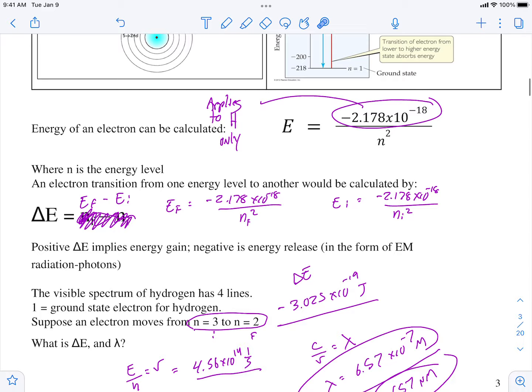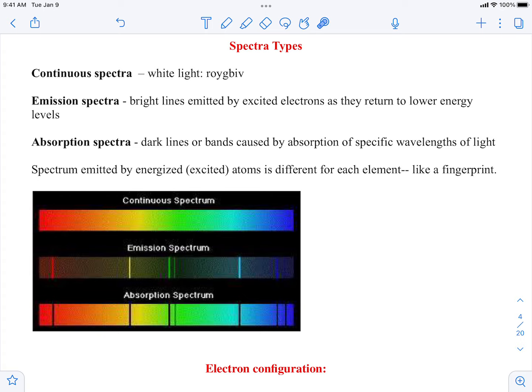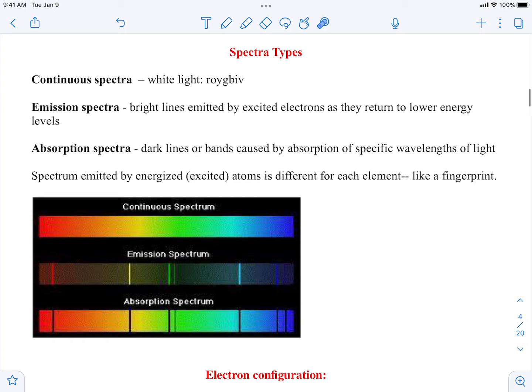Okay. So in our lab tomorrow, we are going to observe different spectra types. And I alluded to these, but I want to specifically point them out and define them. Continuous spectra, you don't need any tools to observe. It's just what's above you. You're hit with continuous spectra every time the sun goes up, every time you turn on a light bulb. It's just white light, all of the colors combined.